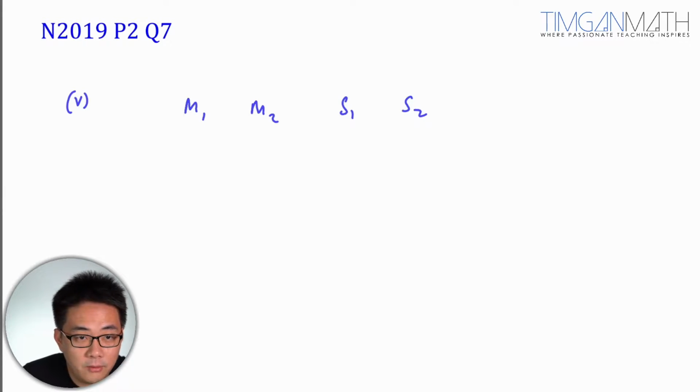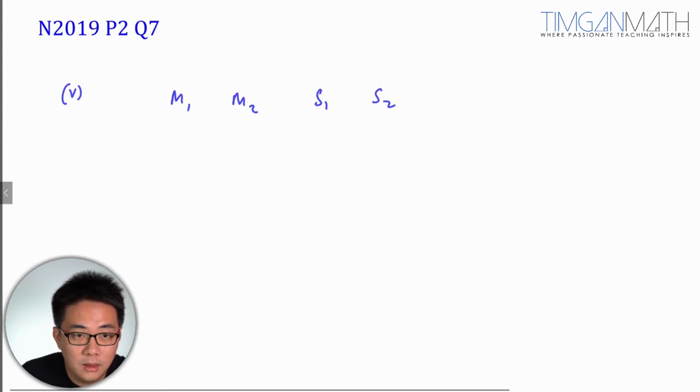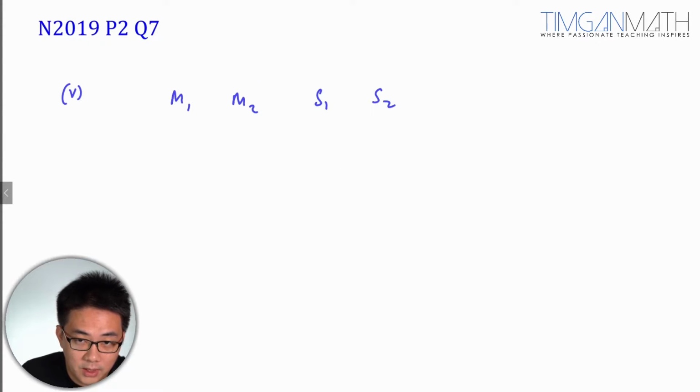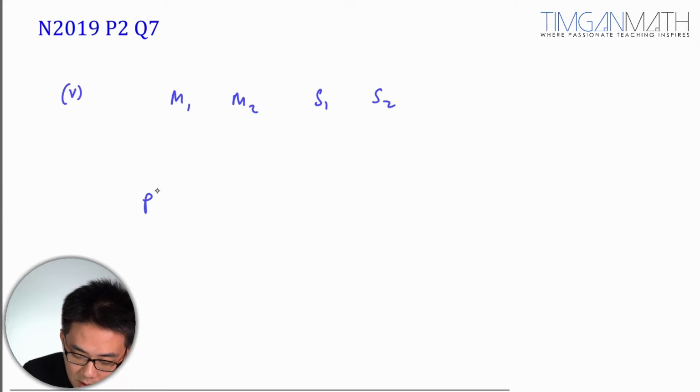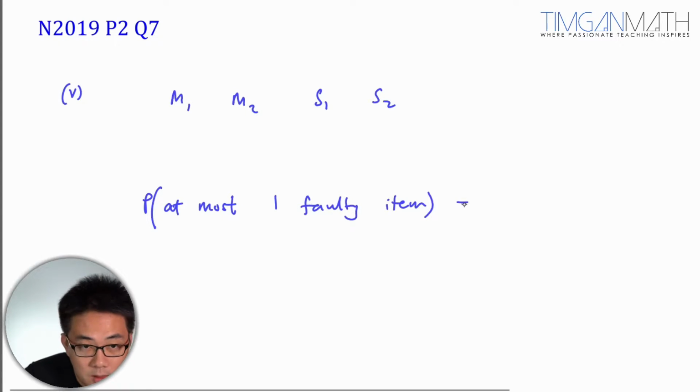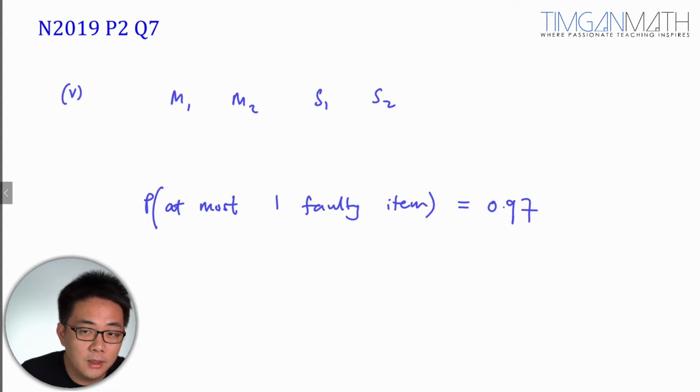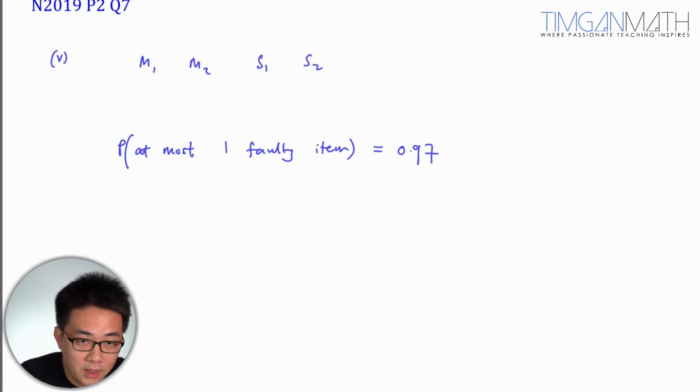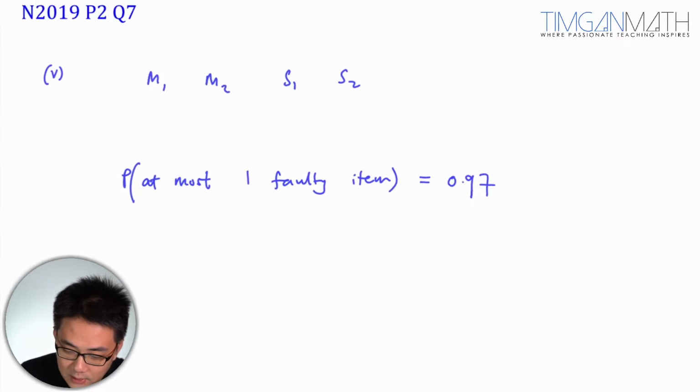The probability that a set, this is one set, contains at most 140 items is 0.97. So the probability of at most 140 items is 0.97. You're told to find an equation satisfied by P. Okay, let's look at that.